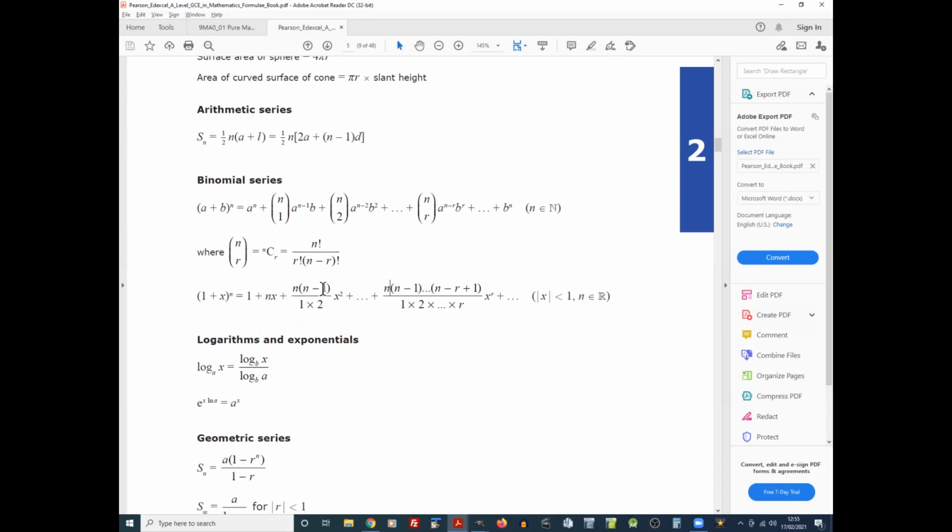So bearing that in mind, 1 plus the power times the x function plus, and then you start to get a more complex coefficient, which is power times 1 less than the power. And here we start dividing by a factorial. So if you have to get the x cubed term, or the 4th term, you would be saying n times 1 less than n times 2 less than n over 1 times 2 times 3, and so on. That's all that's saying there.